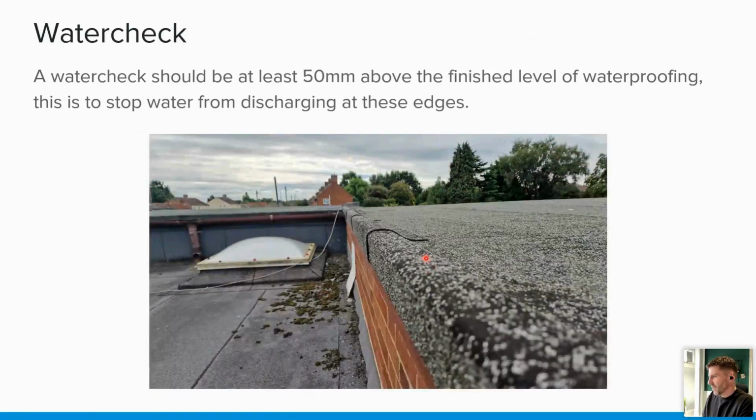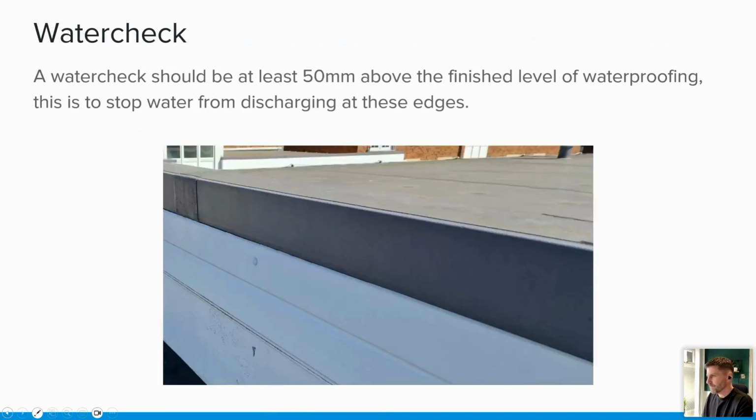Again, when it comes to felt, they've done a welted detail on here, put a welt on for the water check, which is quite common. And again, this dimension needs to be 50 millimeters. And that's your single ply detail, which is usually preformed trim details, where the single ply would then get welded onto the top of that, and you've got your 50 millimeter water check on there.